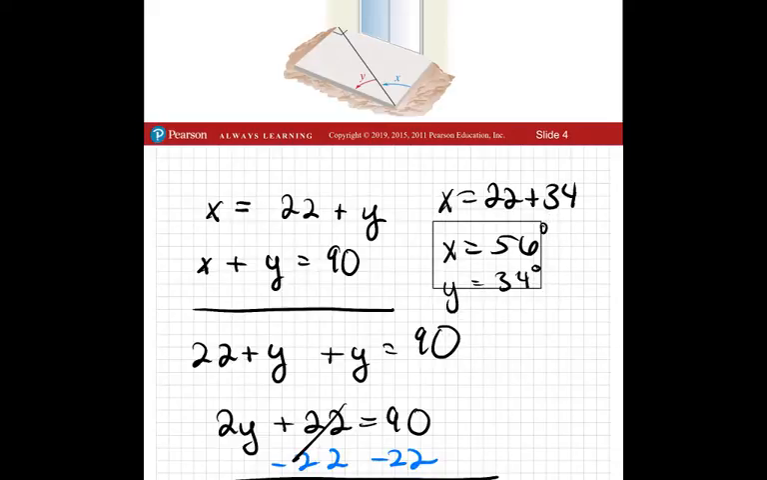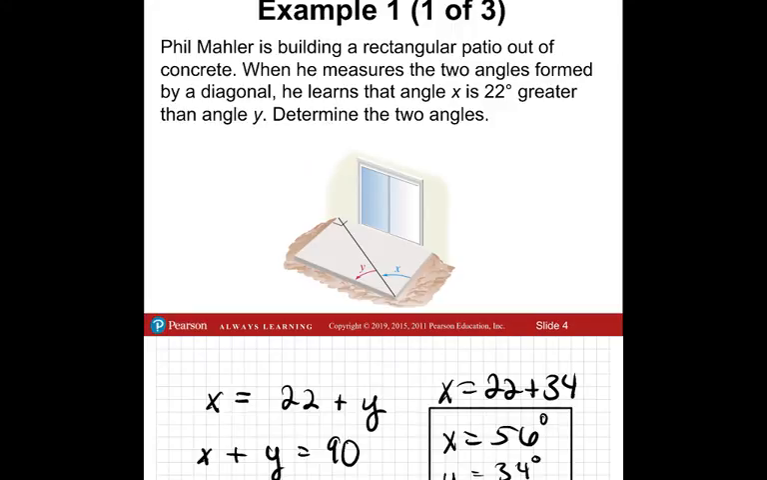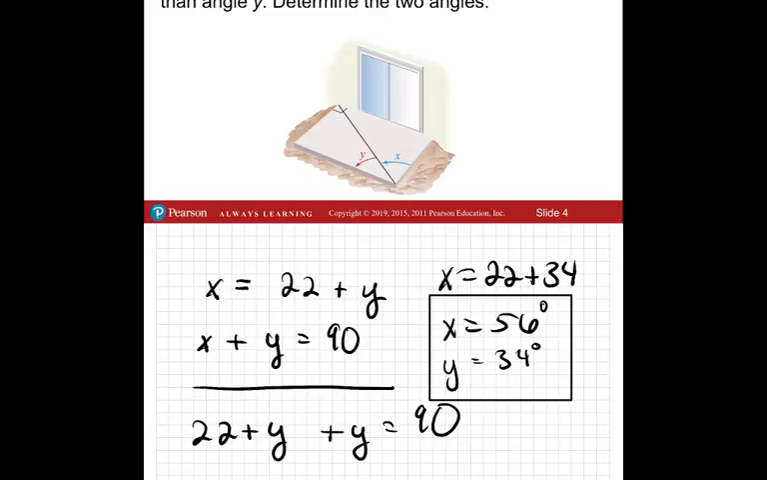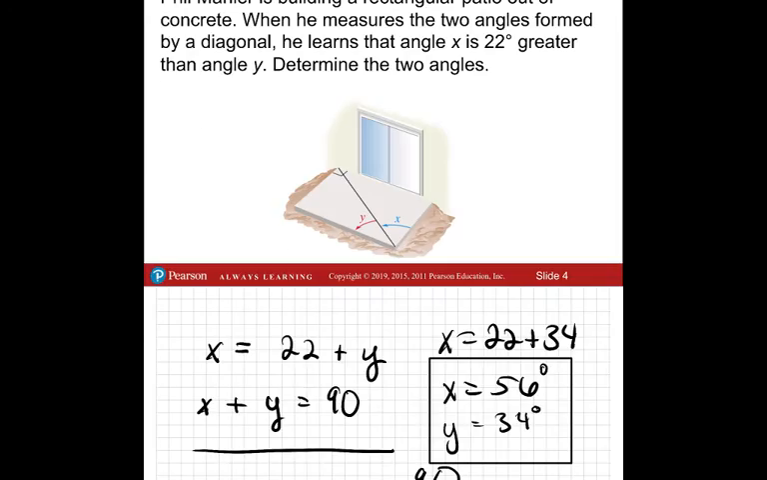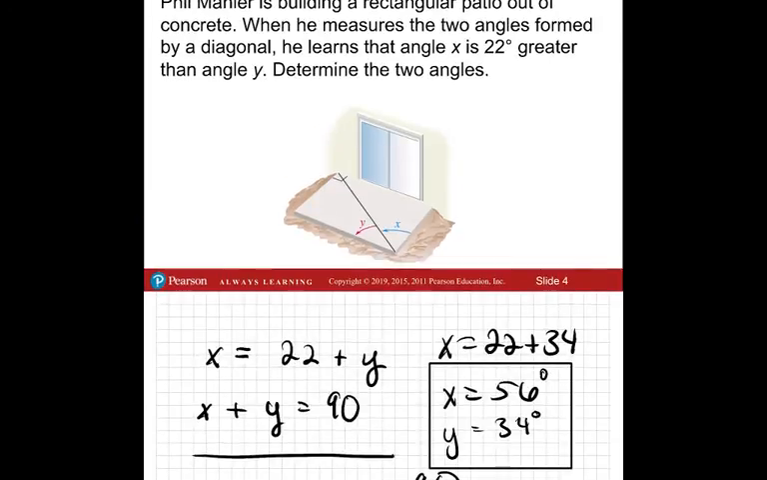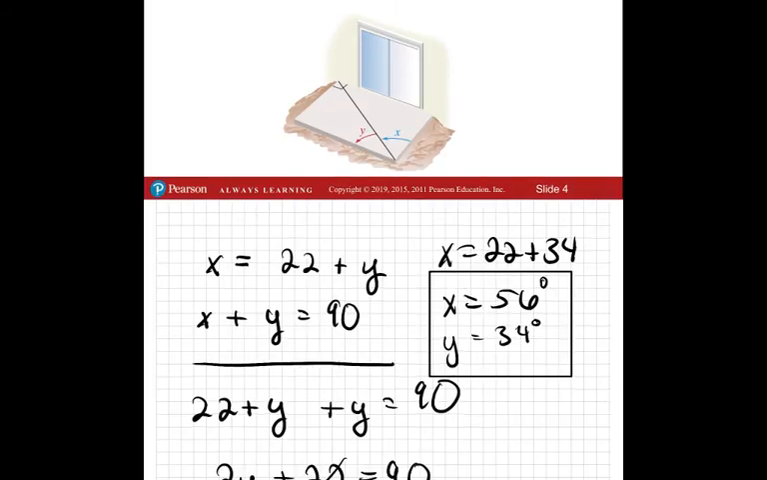Let's go back and check it in the context of the original. When he measures two angles formed by a diagonal, he learns that angle x is 22 degrees greater than y. So if we have 34 plus 22, 56 is good. And then they should also add up to 90. 50 and 30 is 80 plus another 10 is 90. So they add up to 90 and x is 22 degrees more than 34. That's about the best that we can do. Okay, so the two angles should be, x should be 56 degrees and y should be 34 degrees.